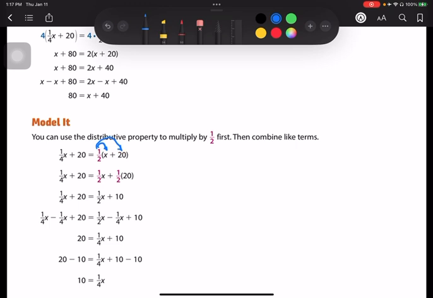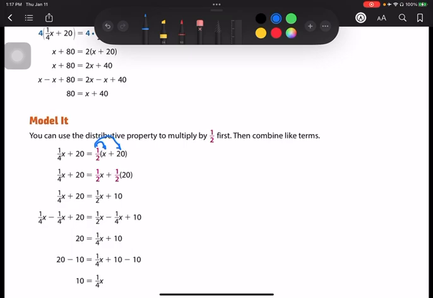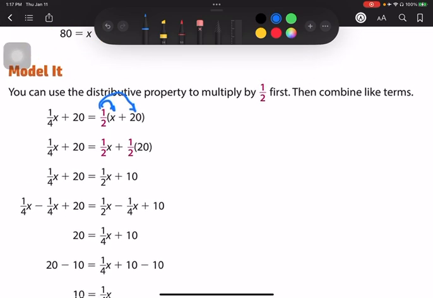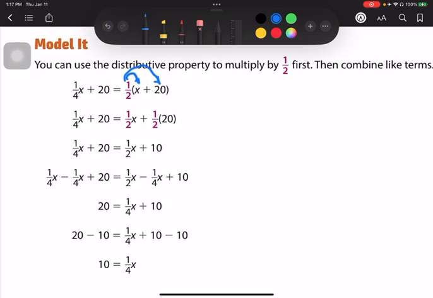So this is how they demonstrated this second problem. I'll walk you through the steps in case you just want to know. Once you distribute that 1/2, you get the next line: 1/4 x plus 20 equals 1/2 x plus 1/2 of 20. Then all I did was simplify the 1/2s. In the next line, they show half of 20 was 10, and everything else stayed the same. The next line, they combine like terms.